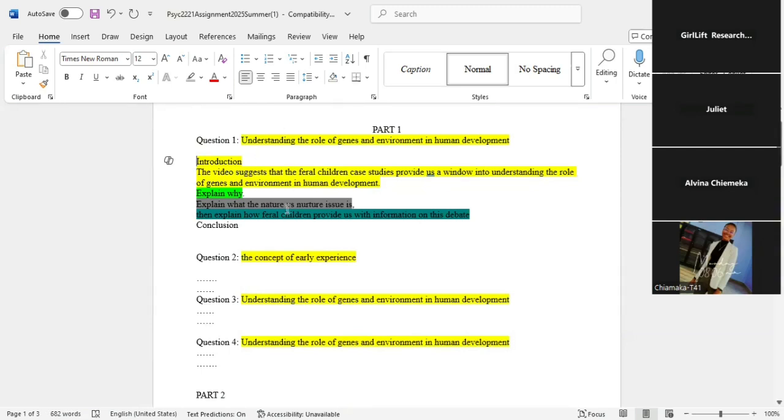Okay? So this is how we drew our outline. Once you get the questions, you do the analysis. The analysis forms part of what you use to form the outline or the structure. I don't know if it's clear. If there are questions we'd like to ask, just to clarify on this.